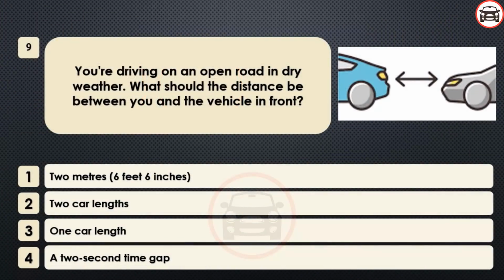You're driving on an open road in dry weather. What should the distance be between you and the vehicle in front? 1. 2 meters, 6 feet 6 inches. 2. 2 car lengths. 3. 1 car length. 4. A 2-second time gap.